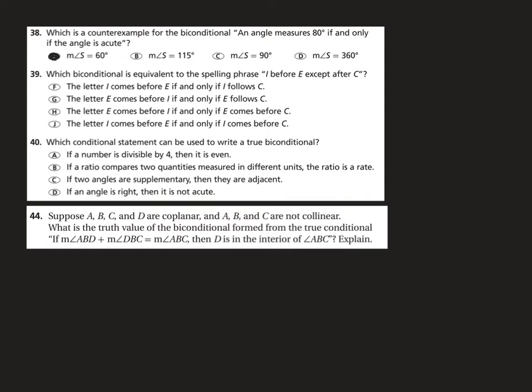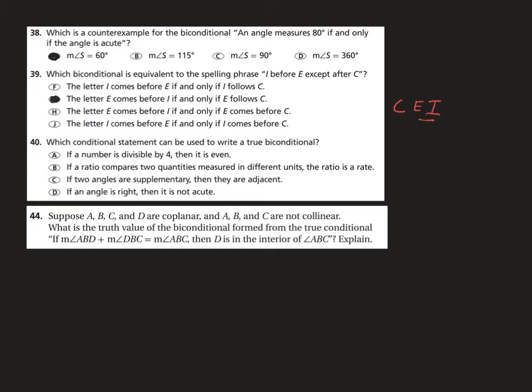So the biconditional is equivalent to the spelling phrase I before E except after C. At least for me, this one was kind of tricky to think about, but it helps when I wrote down what's actually happening here. So if it's I before E except after C, so if we have a C, then it's always E, then I. So you switch it. And so this one actually ends up being G. So E comes before I if and only if E follows C.